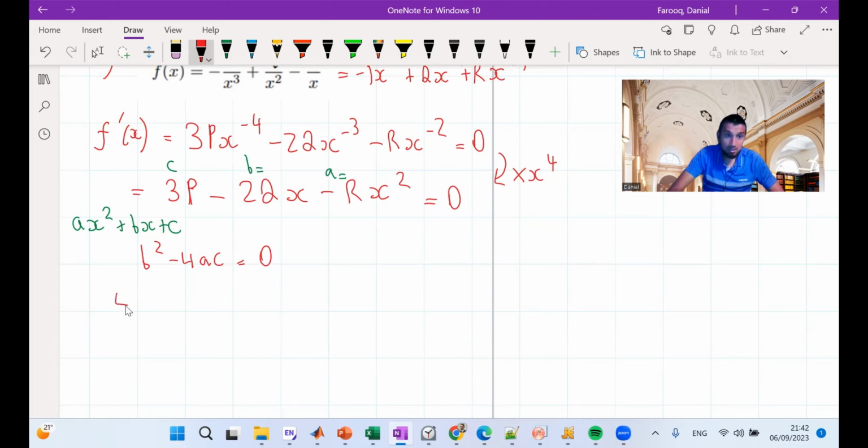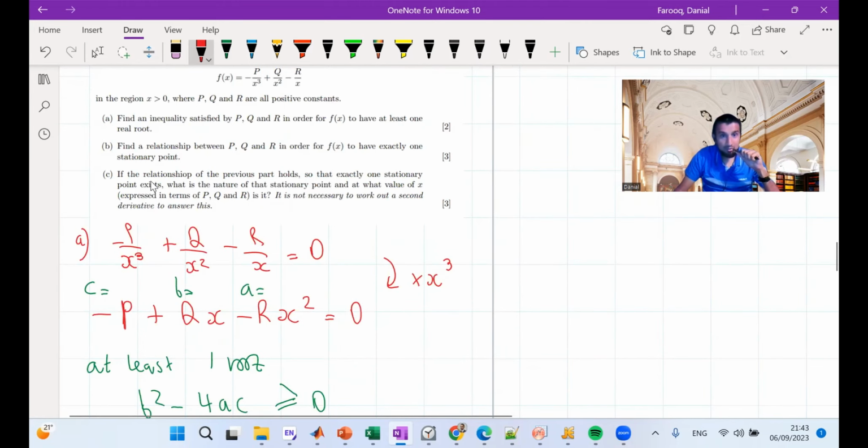So that would be 4q squared if we square the minus 2q, and then minus 4, a is minus r, times 3p. Well, that will be minus 3pr. Okay, so that would be 4q squared plus 12pr will equal 0.